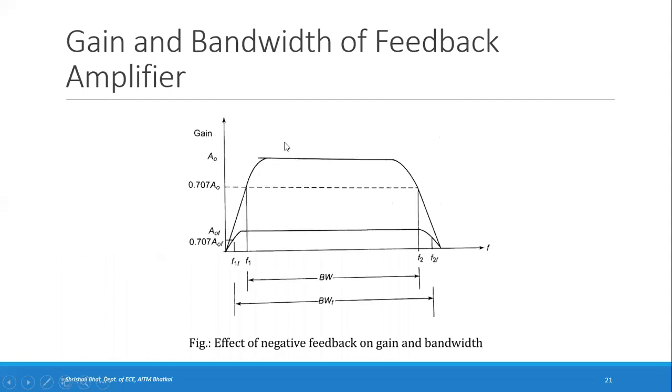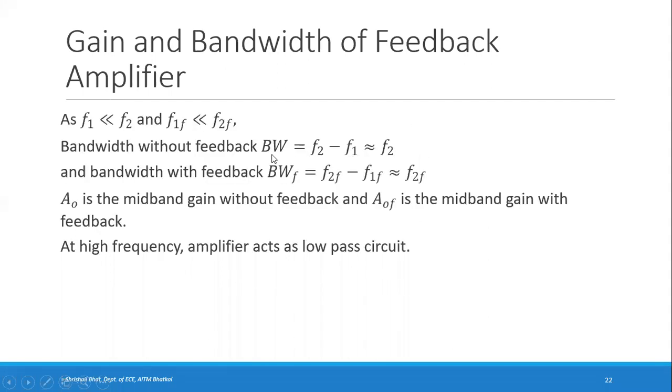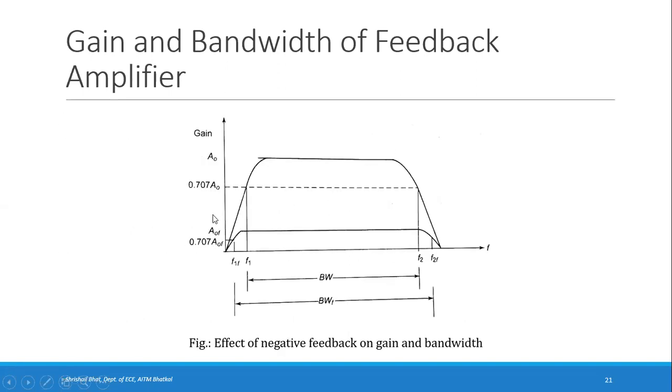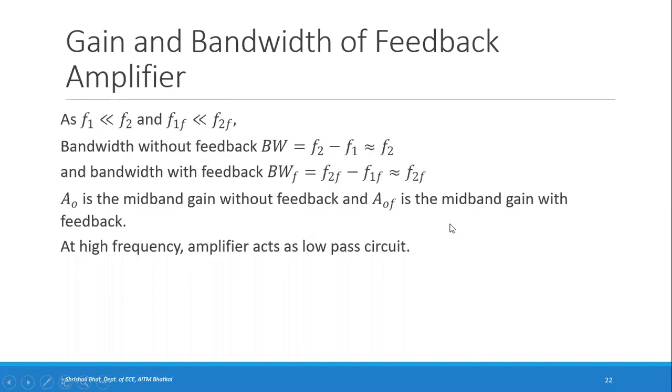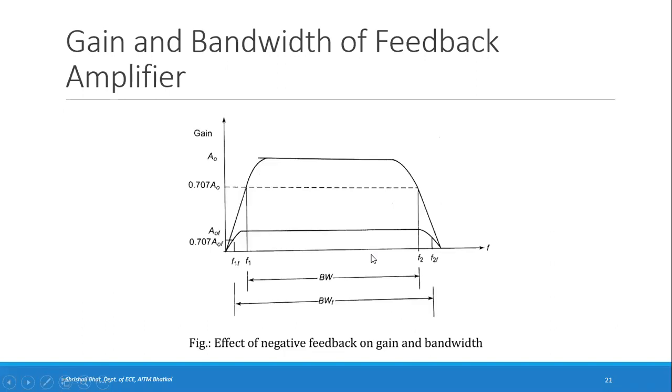The gain that appears at the mid-band frequencies is the mid-band gain, called A naught. That is the mid-band gain without feedback. And A naught F is the mid-band gain with feedback. At high frequency, the amplifier acts as a low pass circuit. If the frequency is very high, it will act as a low pass circuit. That means whatever signals appear within a given frequency will be allowed to the output.